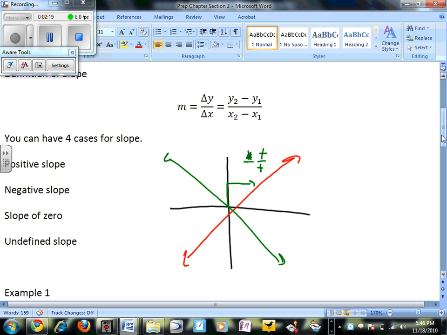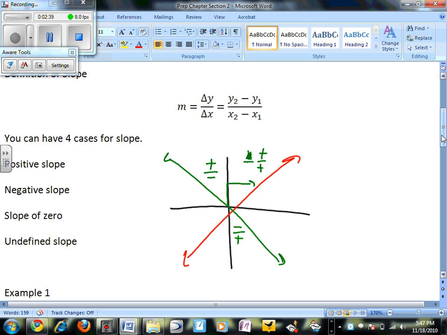A negative slope would be if you go up over here, you have to have a positive over negative, or if you go down, your rise is a negative and your run is a positive. So your up or down is negative and your right or left is positive. That would give you a negative slope because a positive divided by a negative is a negative number.